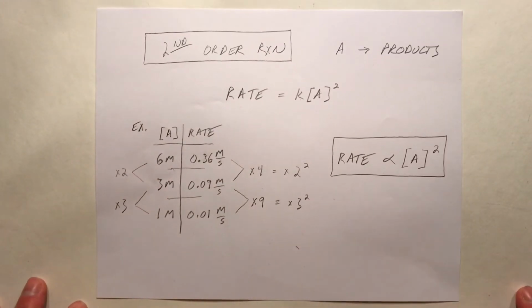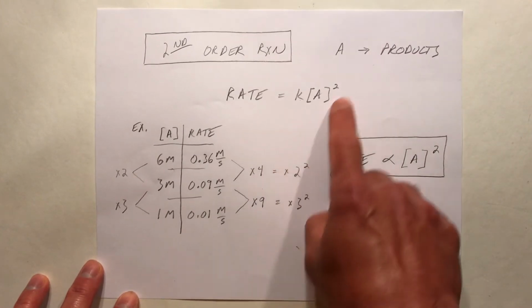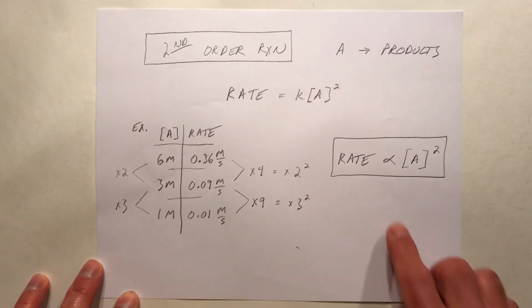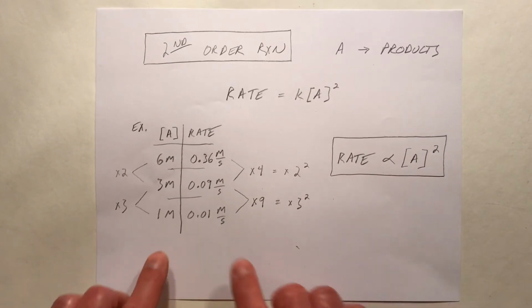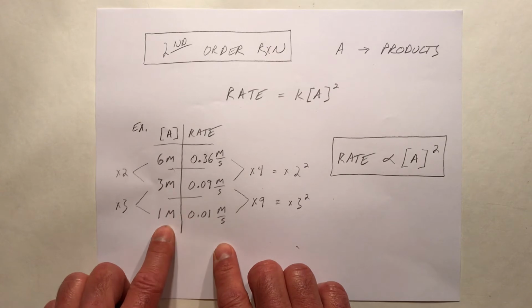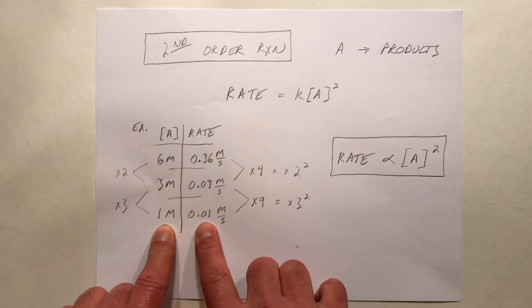Here's a second order reaction, again for a single reactant A forming products. Here's what the rate law would look like, and that tells us that the rate is proportional to the concentration squared. So let's take a look at some data. Let's say that we have a concentration of 1 molar for A, and the rate is 0.01 molar per second.